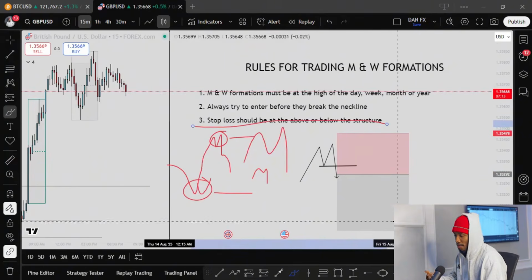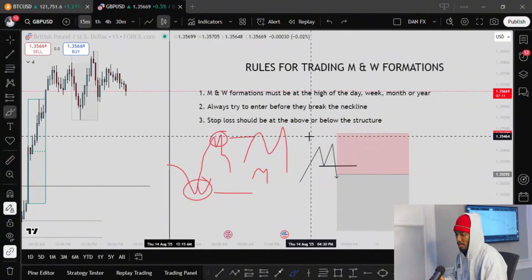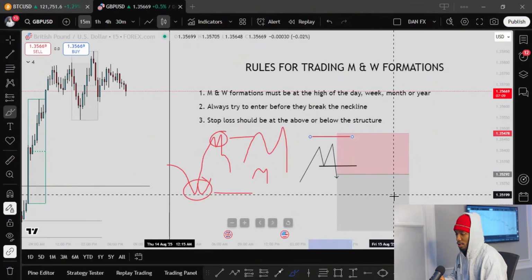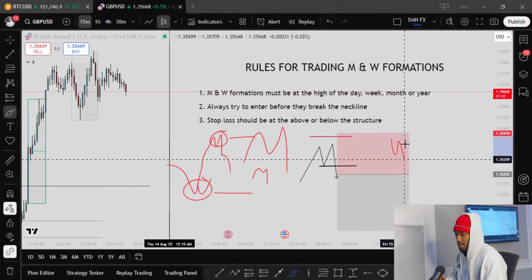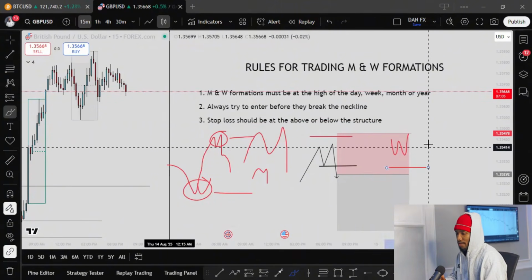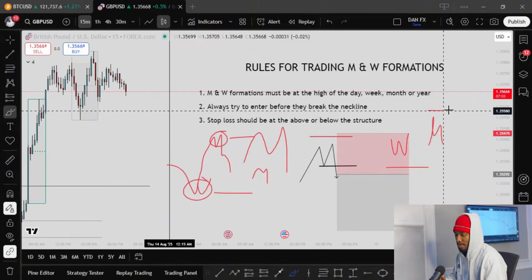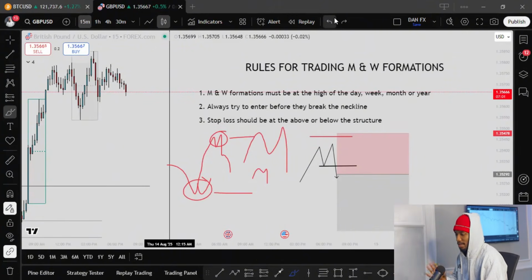Your stop loss should be above the structure, right? Your stop loss should always be above the structure or below the structure. If it's a W formation, your stop loss should be below. If it's an M formation, your stop loss should be above, right? So that one is a basic.